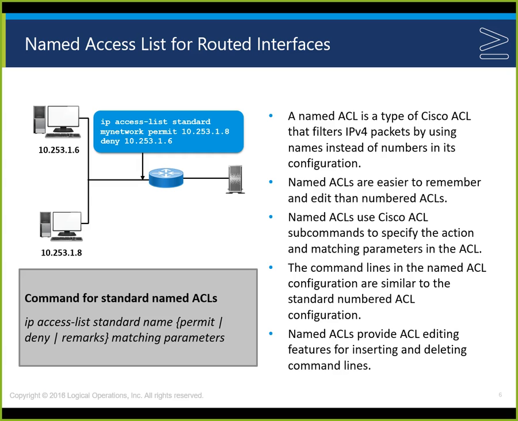The reason is they are numbered and we can insert statements between them. I had a question one time on a router's test: what is the numbering system? They're 10, 20, 30. The default numbering system, 10, 20, 30 on down the line. Named ACLs use the Cisco ACL subcommand. We saw that when we configured the access list command. The command lines in the named ACL are similar to the standard, and the named ACLs provide editing features for these things.